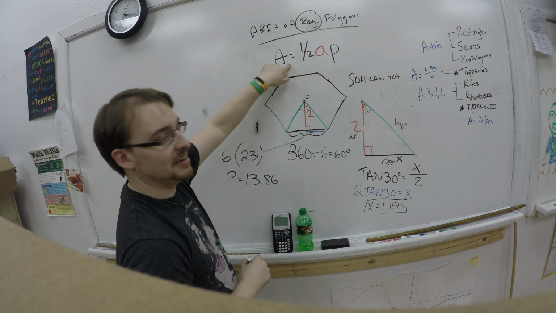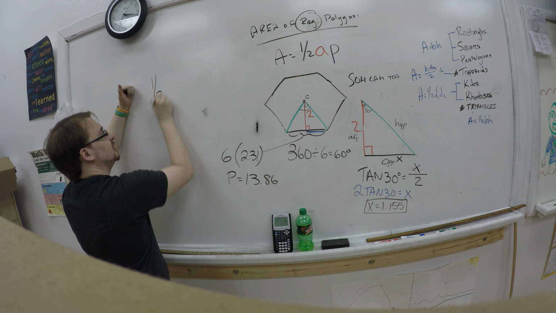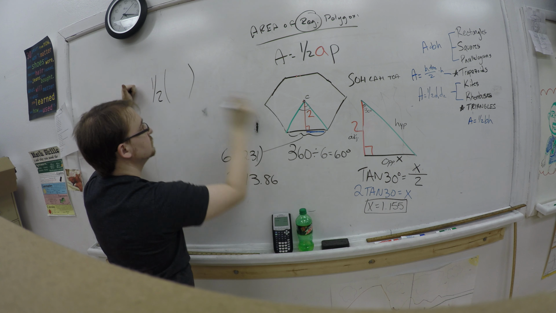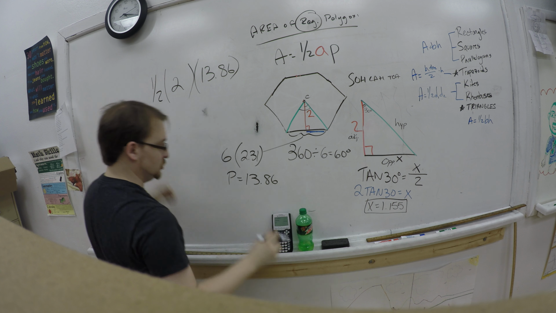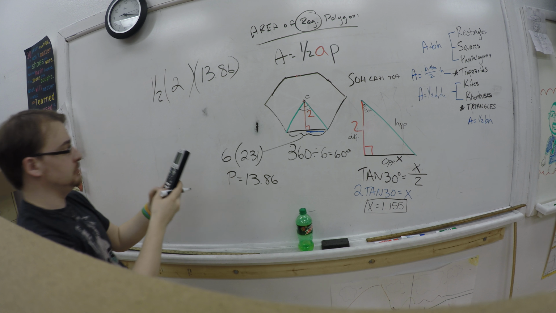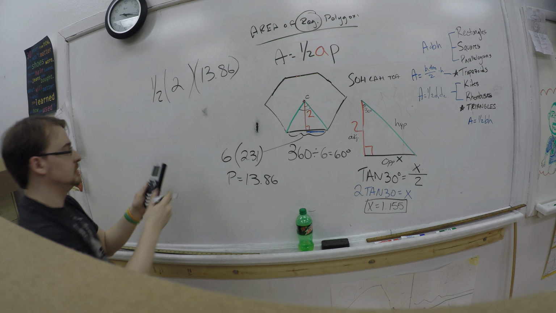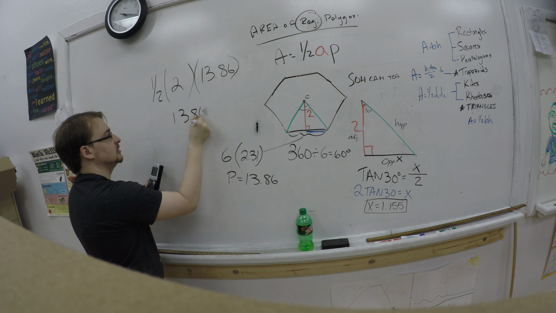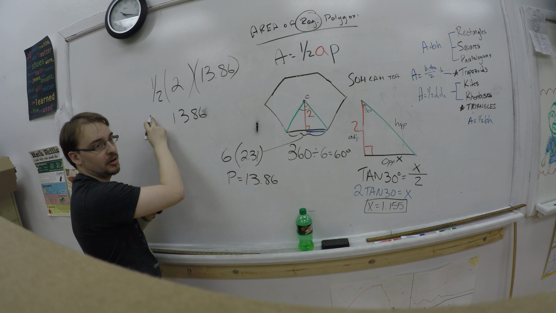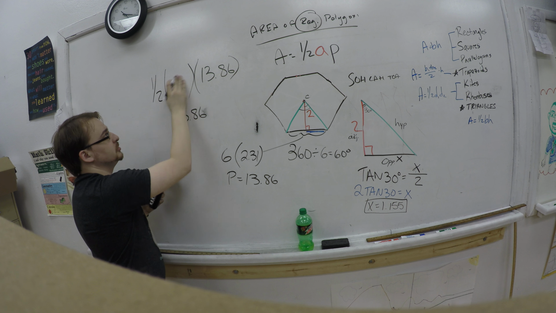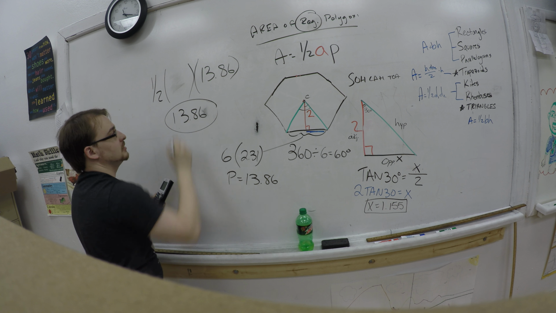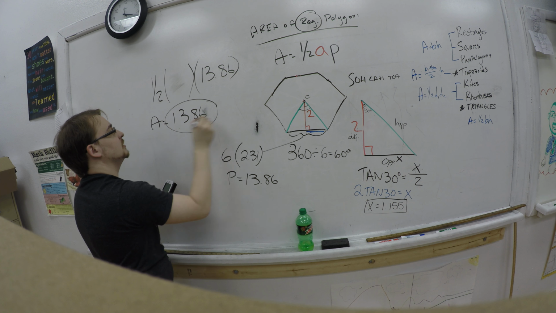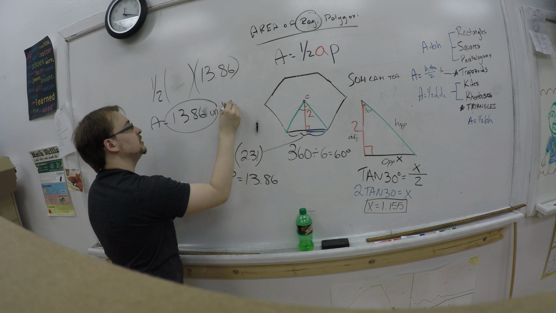How do we find the area? Half times the a, which is 2, times perimeter, which we found was 13.86. Do the math. 13.86 times 2 divided by 2. It's 13.86. It just so happens that these two cancel out, right? If our apothem was 3, that would change things, right? So cool. That's our area. Units squared whenever we talk about area.